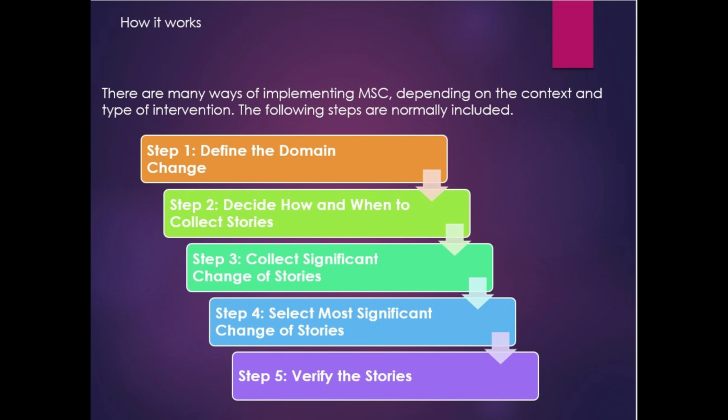If those stories do not pass the verification test, then they are rejected and other stories are included instead. So that is very important. The last step of implementing the most significant change is verifying the stories. This is an essential part, because otherwise stories that are untrue, misleading, or open to different interpretations might be selected. So ideally all stories should be checked for accuracy before being used or passed on to the next level of the hierarchy.